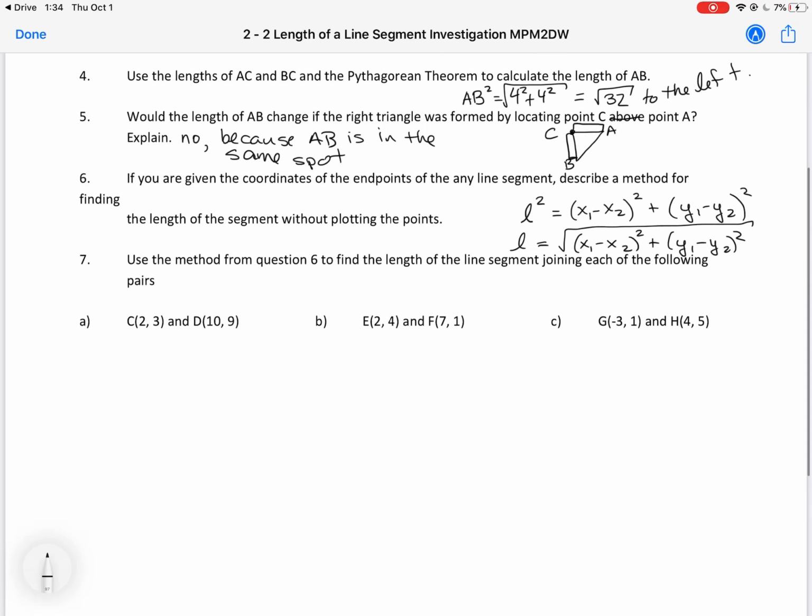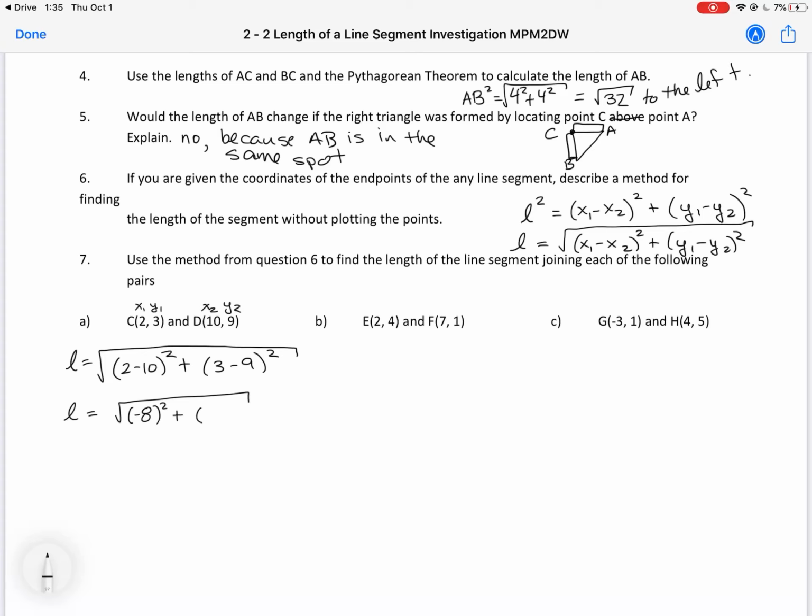So now there are 3 examples below, just using that formula. So the length between C and D, so we've got x1, y1, x2, y2, so we can put those in. You've got x1 minus x2 squared plus y1 minus y2 squared, which is going to give us minus 8 squared plus minus 6 squared, which will give us root of 100, which simplifies to 10 units.